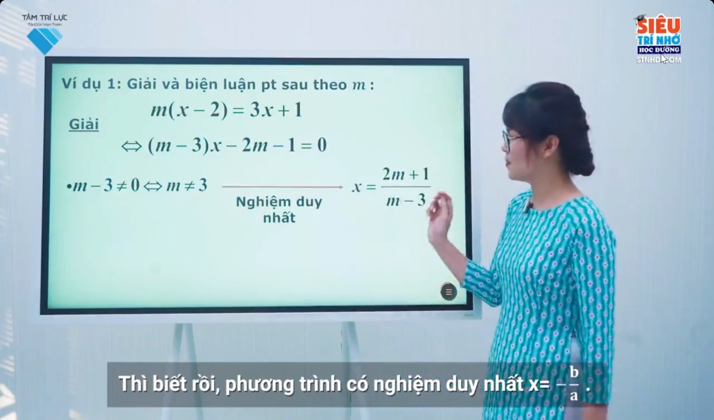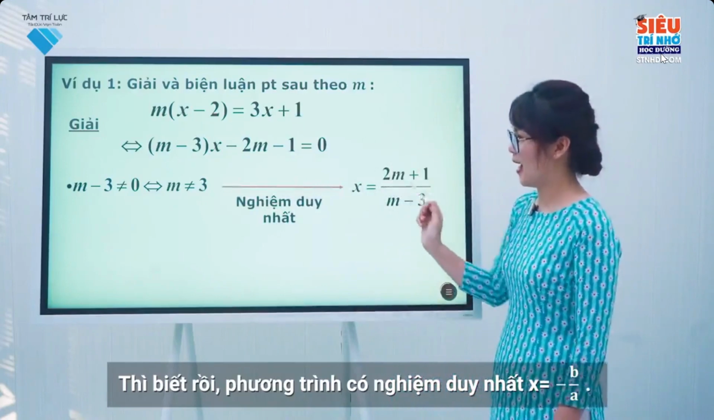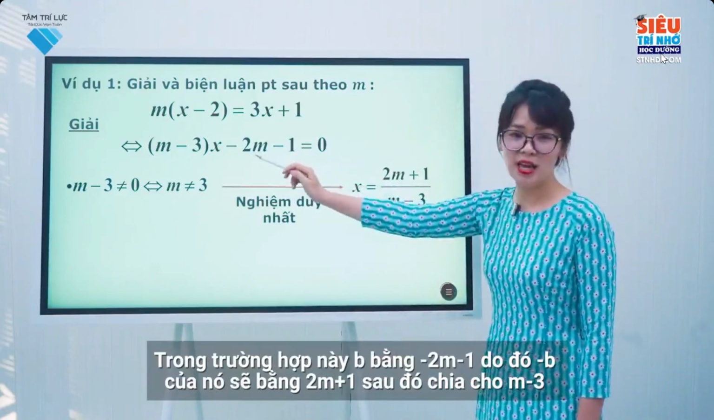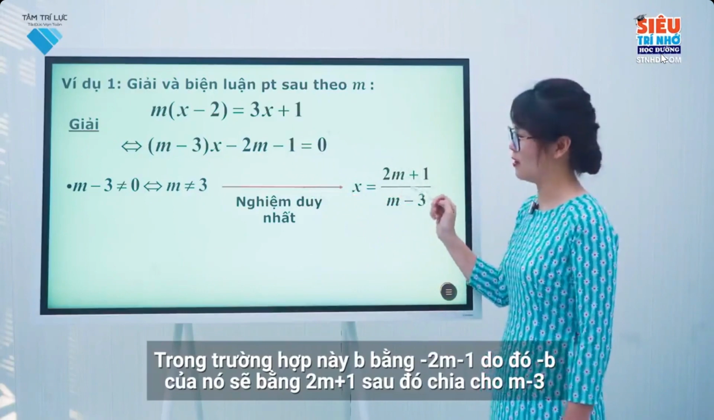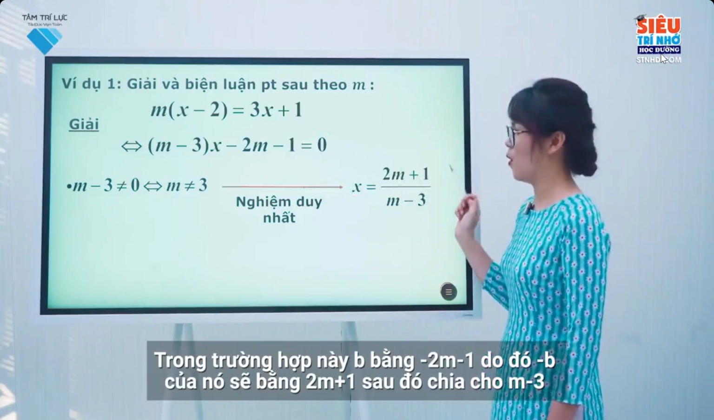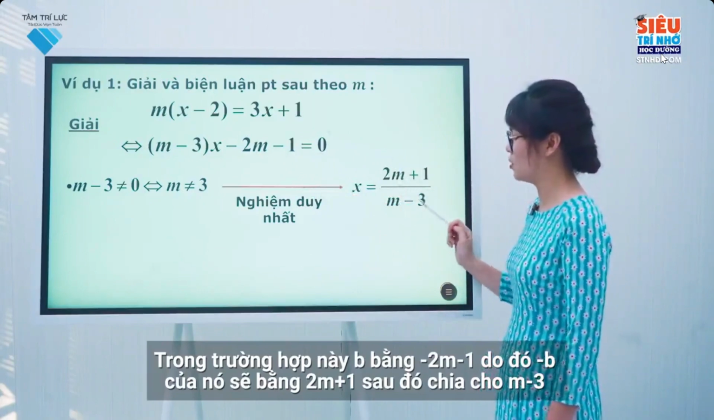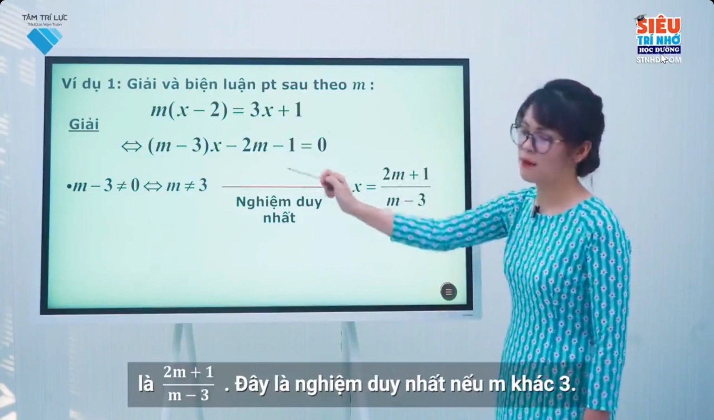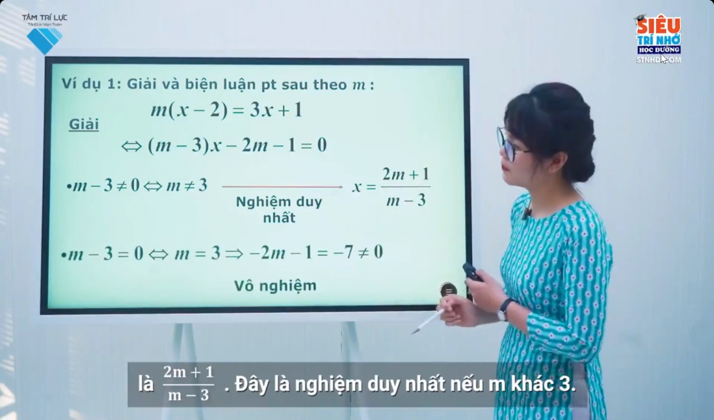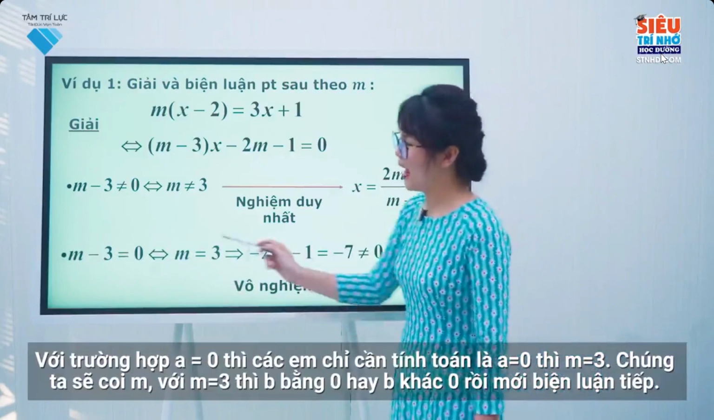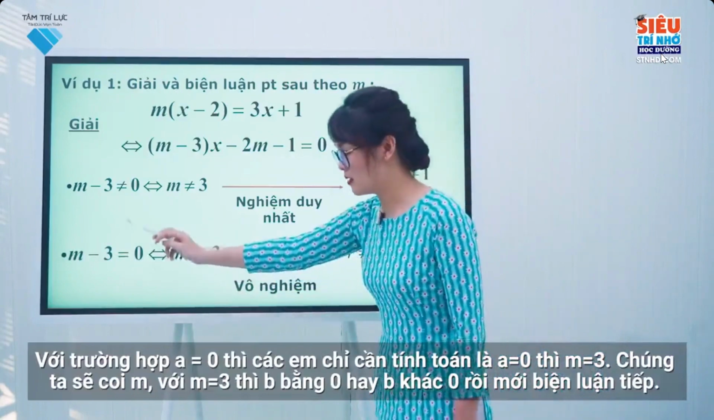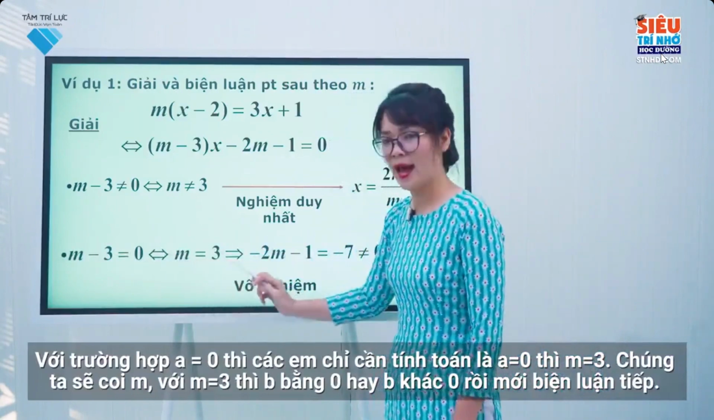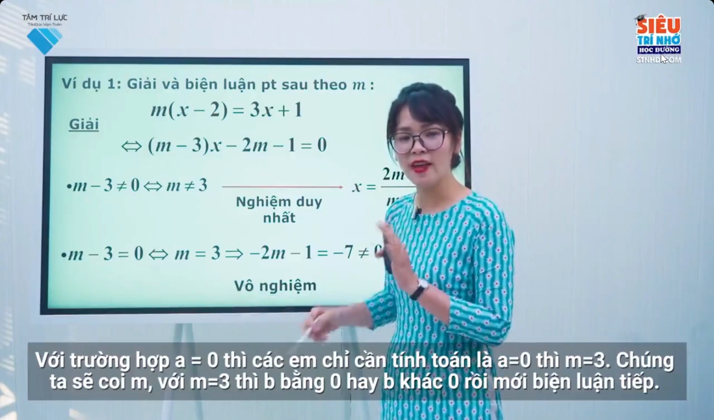x equals negative b over a. In this case, b is negative 2m minus 1, so negative b is 2m plus 1 over the difference of m and 3. This is the only root if m isn't 3. In the case that a is 0, so m is 3, we will calculate the value of b to see whether b is 0 or not before discussing the third case.